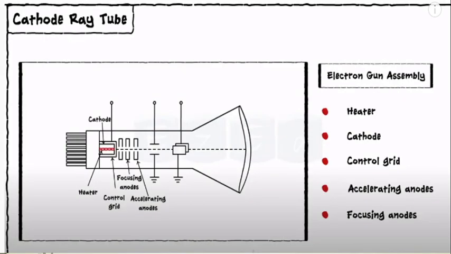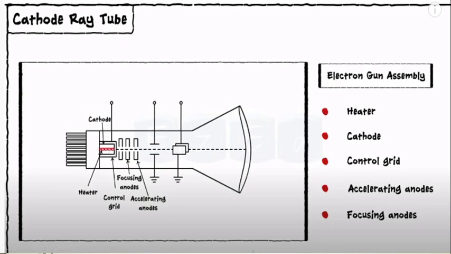Next, the electron gun assembly. As shown in the figure, it consists of the heater, cathode, control grid, focusing anode and accelerating anodes. These are the main parts of the electron gun assembly. The cathode is indirectly heated.